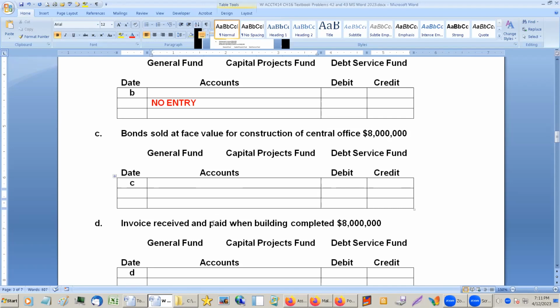Okay, sold bonds at face value, 800,000. Now, we do have long-term liabilities on the books. I'll do the easy part. And then bonds payable. Yep, very good. And is a liability going up? We have long-term liabilities on the books.